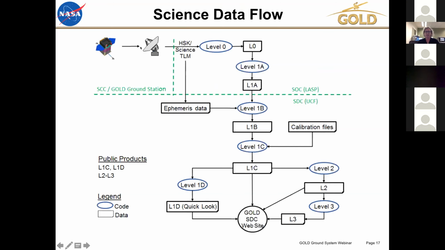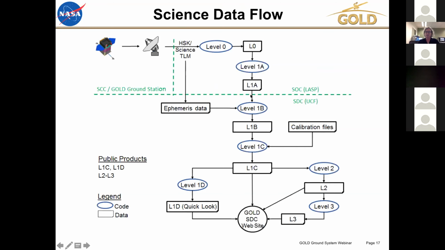The instrument generates the telemetry sent down to the GOLD Ground Station. The GOLD Ground Station sends the level 0 data, or the stream of data, to the SOC, where the level 0 code is run in order to generate a level 0 file. That file is processed by the level 1A code to generate the level 1A netCDF file we talked about, which has the engineering units as opposed to the raw data numbers. That file is then transferred to the Science Data Center at UCF.